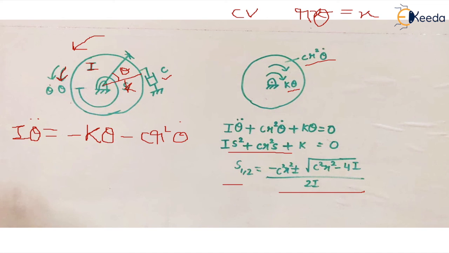So no matter what the system is, the general form of the equation remains the same. That is mass into acceleration plus damping coefficient into velocity plus spring stiffness into displacement. Now that can be linear or rotational motion.